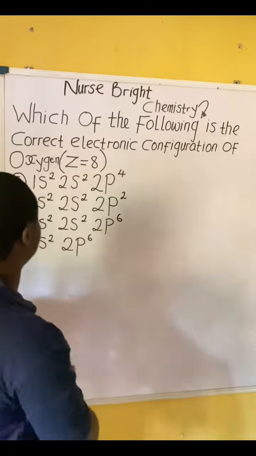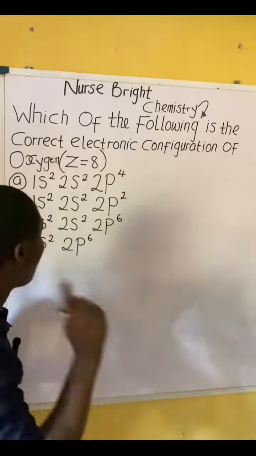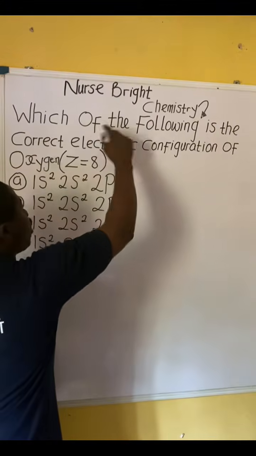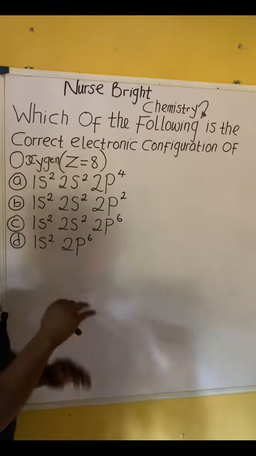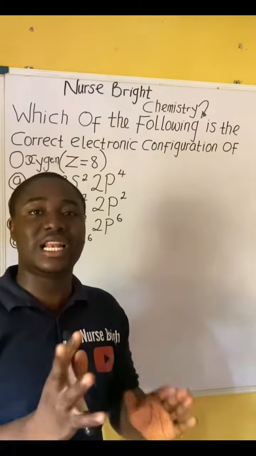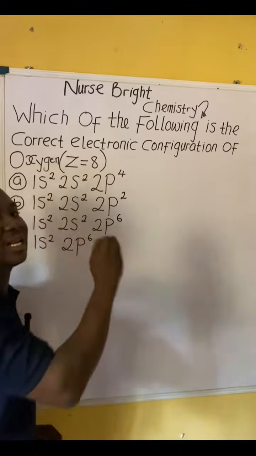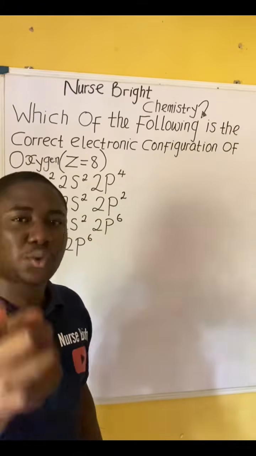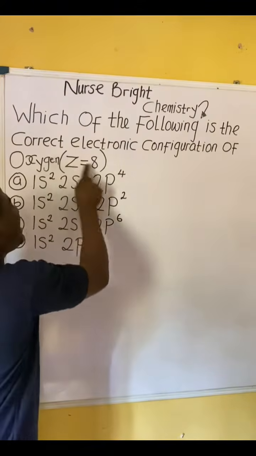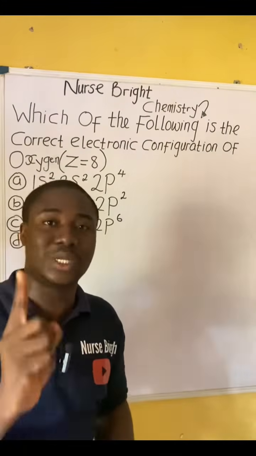The question says, which of the following is the correct electronic configuration of oxygen? Now, oxygen is an element in chemistry. You can see we are giving a particular information for oxygen. And in the course of solving this question, I'll be explaining to you what this means so we can get the answer to the question without stress.